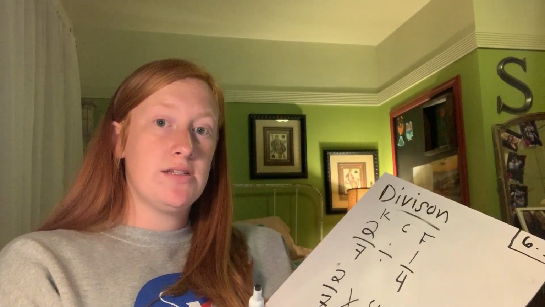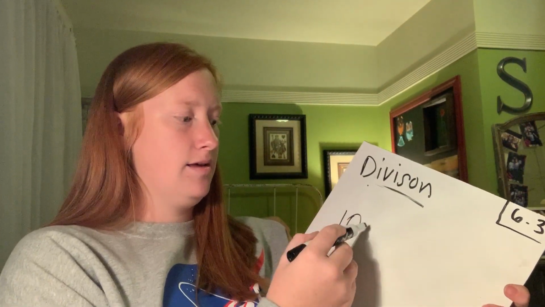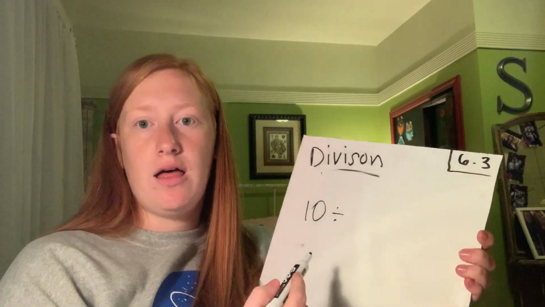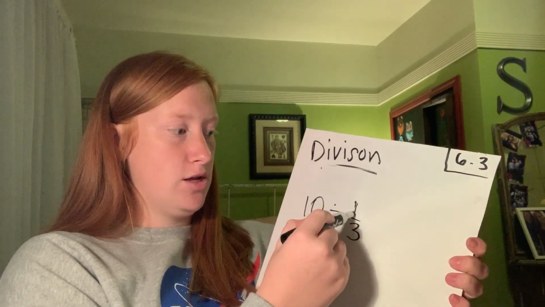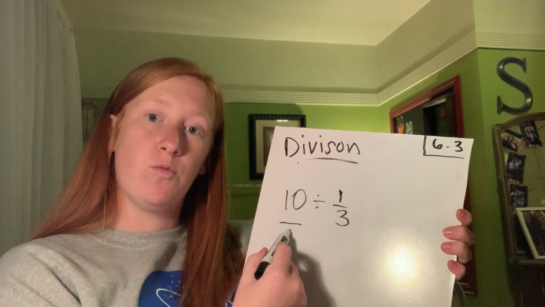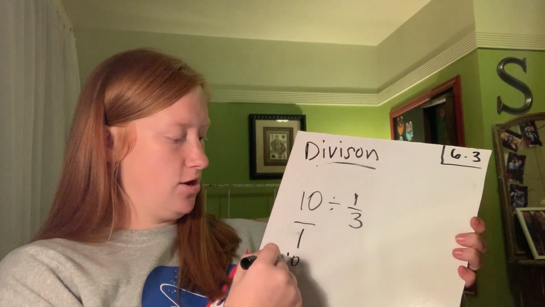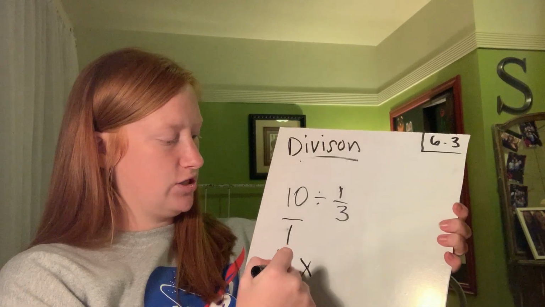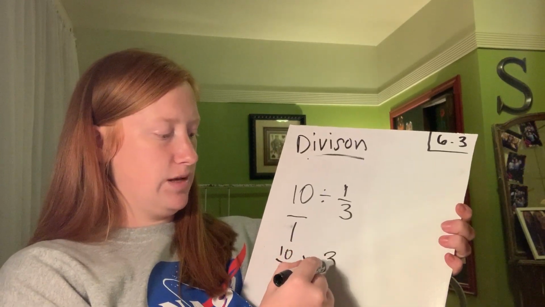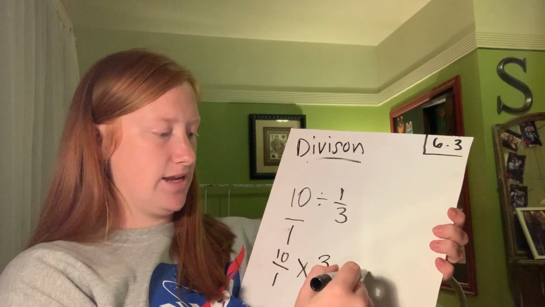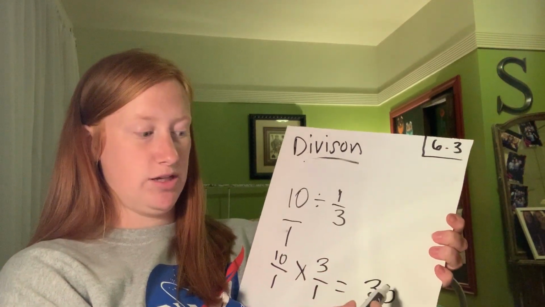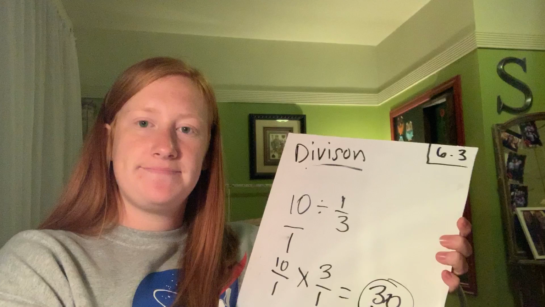You can do division with a whole integer as well. So when you want to divide, let's say the number 10 divided by 1/3. You keep this 10, you just put it over 1. So you keep the 10 over 1, you change your division sign, and you flip your fraction. And it's going to end up being 30 over 1, which is really just 30.